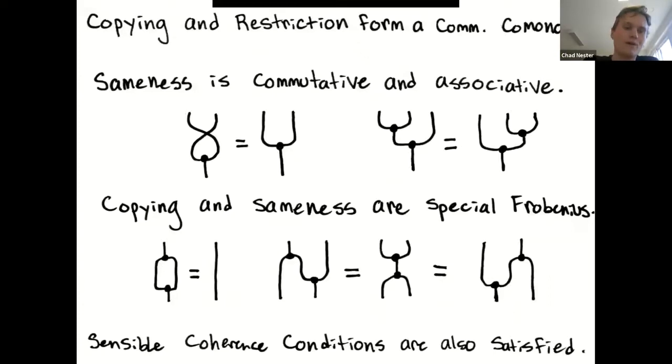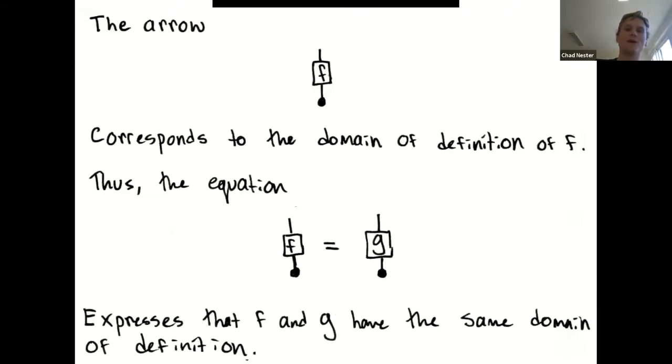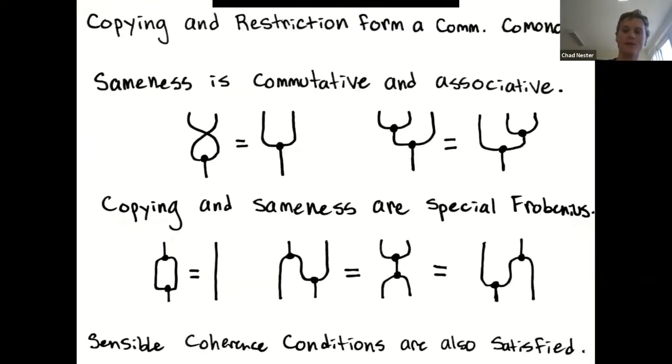This structure will require that copying and restriction form a commutative comonoid, just like before. We'll ask that sameness is commutative and associative, and that copying and sameness satisfy these special Frobenius axioms, along with some coherence with respect to the monoidal structure. And so Par has this, and this will be our notion of partial algebraic theory.